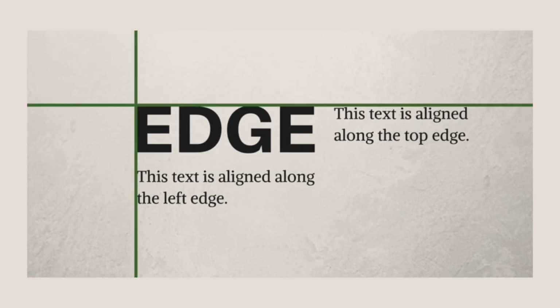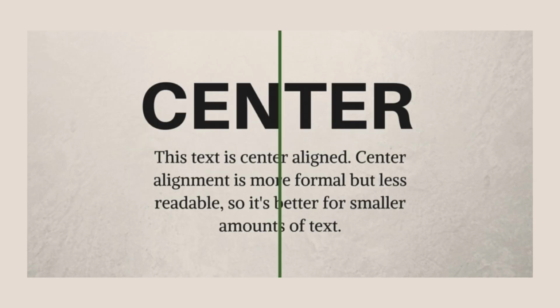This is edge alignment. The text is aligned along the left edge. This can be true for the right, bottom left, or bottom right. Edge alignment occurs when your text and design elements are lined up with each other's top, bottom, or side edges. Unlike horizontal and vertical alignment, edge alignment isn't affected by the page margin.